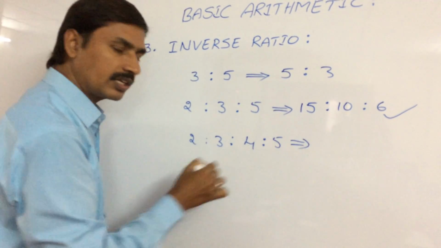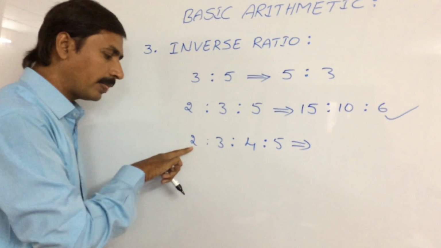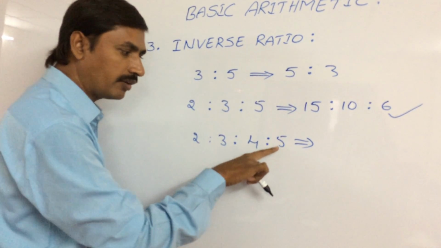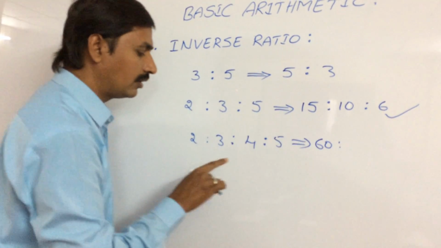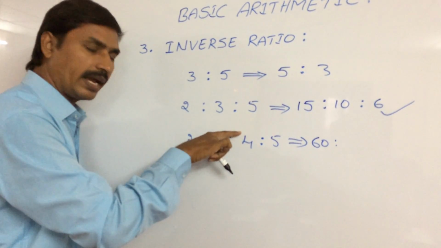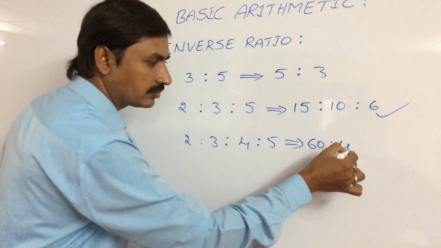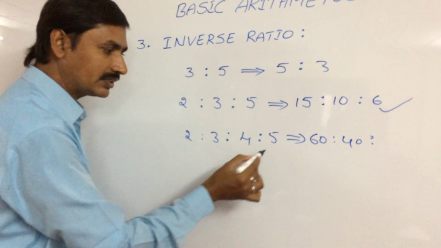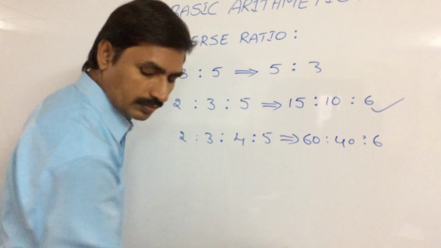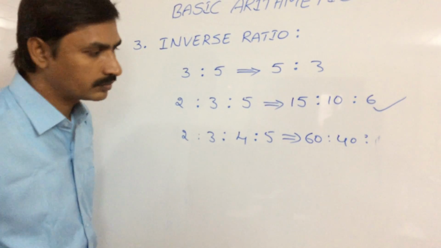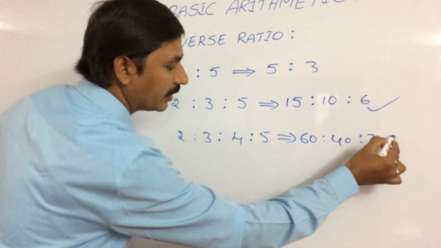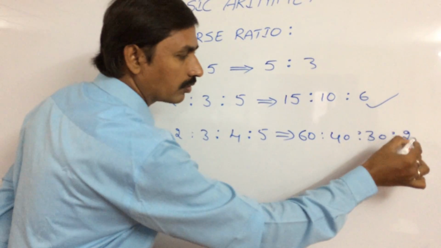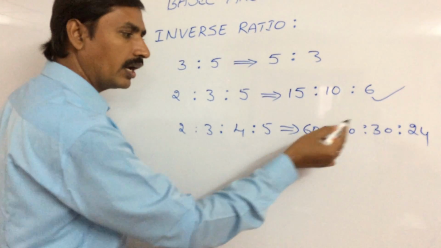Okay, even if more than 3 terms are given, like 2:3:4:5, even when 4 terms are given, we can find it in the same way. The inverse of 2 is the product of the remaining 3, 4, 5. 3 4s are 12, 12 5s are 60. The inverse of 3 is 2 4s are 8, 8 5s are 40. The inverse of 4 is the product of the remaining 3, 2 3s are 6, 6 5s are 30. And the inverse of 5 is 2 3s are 6, 6 4s are 24. That is the inverse ratio.